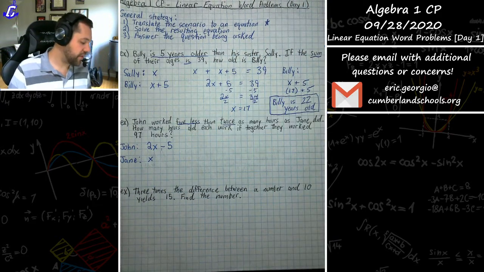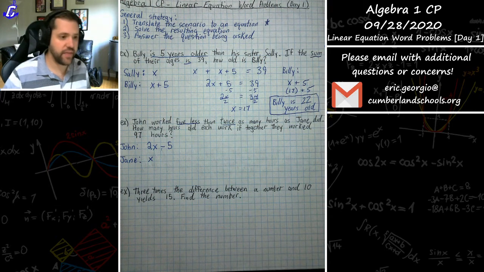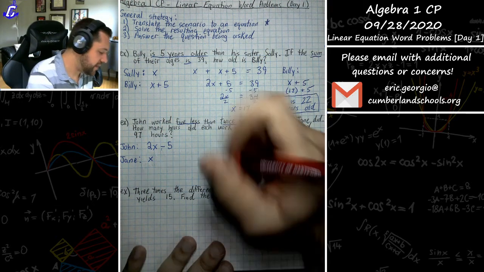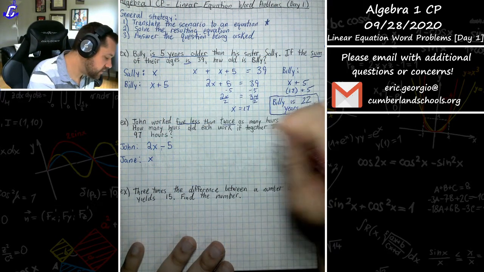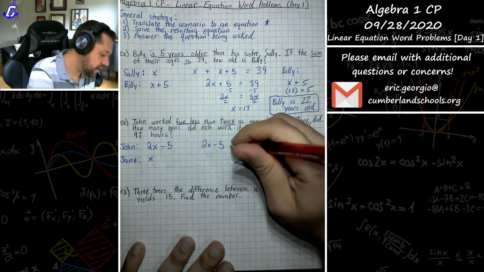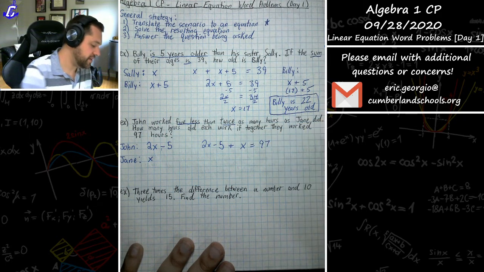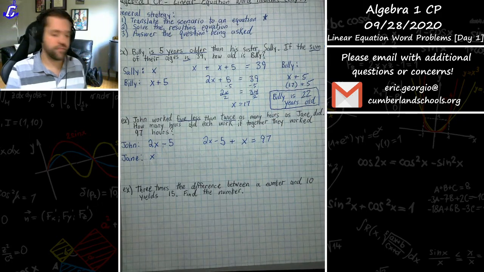Now we go to the second part of the equation and say, well, how many hours did each work if together they worked 97 hours? Well, together means we're going to add them, right? They're going to combine them. So I'm going to say they each worked together 97 hours. So John worked 2x minus 5 hours. Jane worked x hours. And together they made that total of 97. All right?